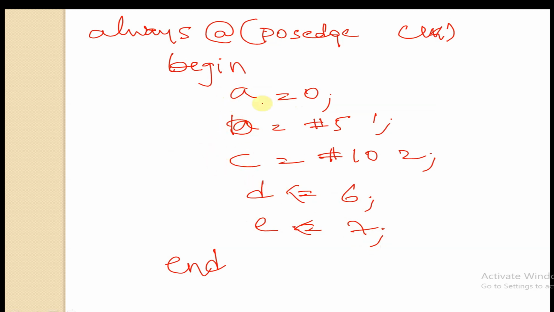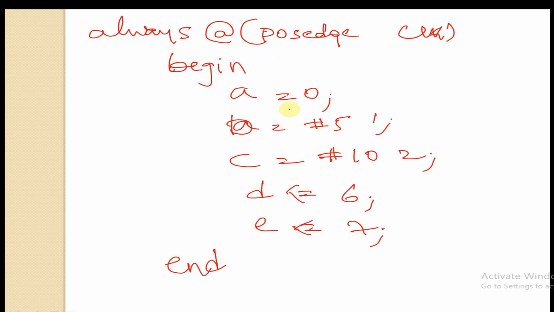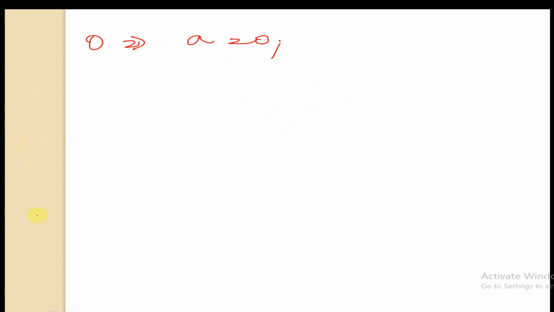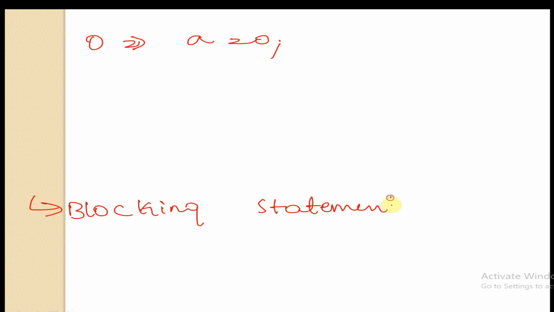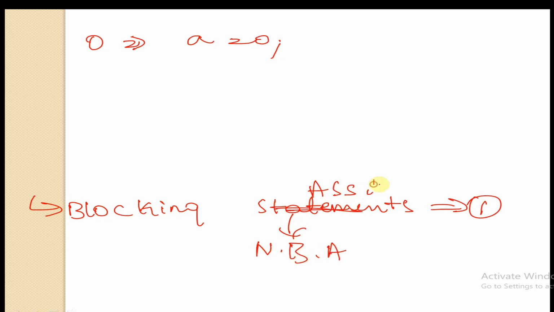So here we can see at the output at 0 time units, we will get the value of A, which is equal to 0. And if we are using both blocking statements and non-blocking statements, then the simulator will evaluate blocking statements first. So blocking assignments will be evaluated first, and afterwards the simulator will go to non-blocking assignments.